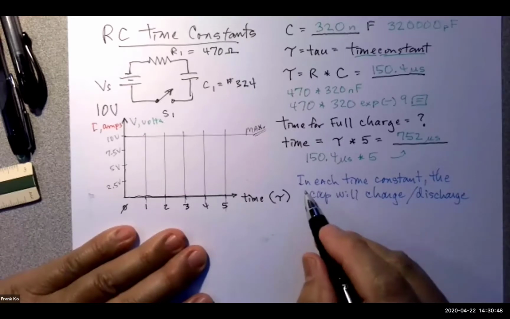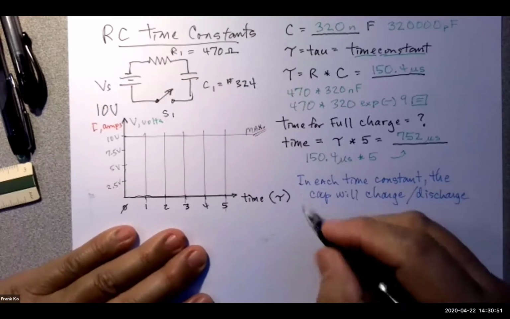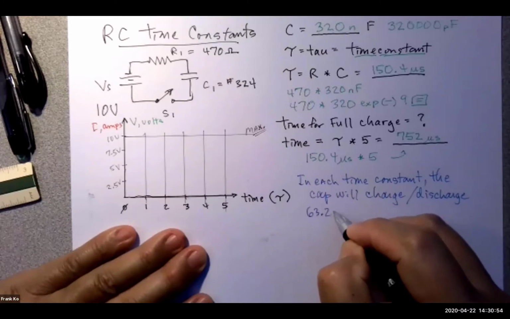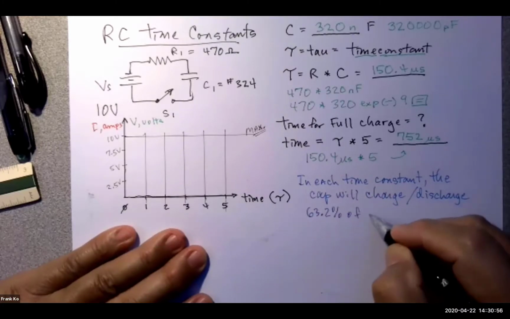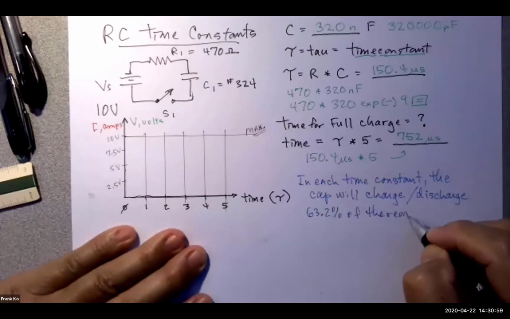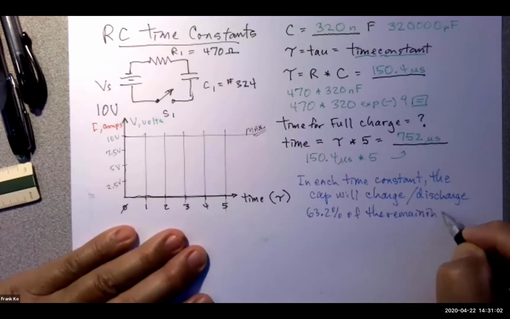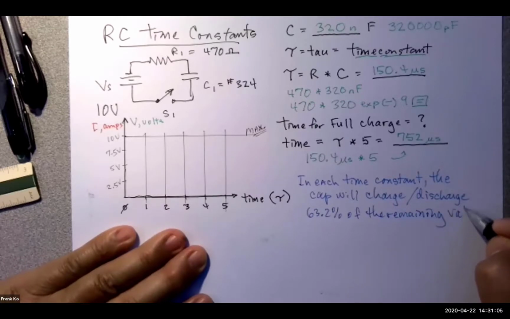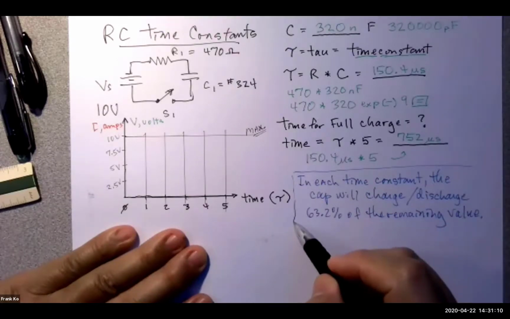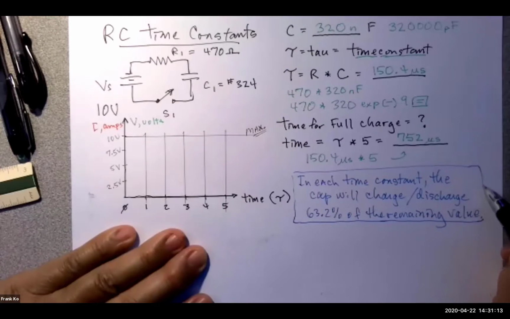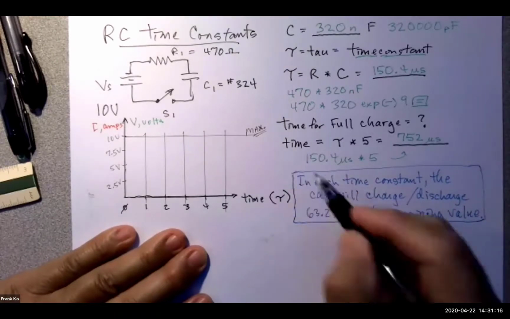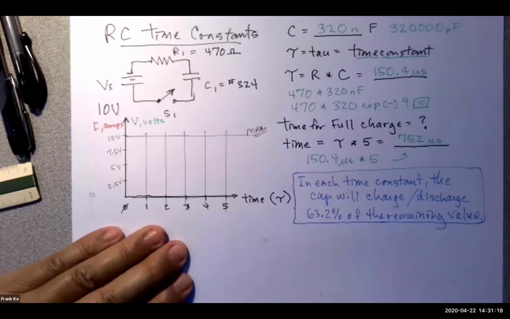Thank you. So in each time constant, the cap will discharge 63.2% of the remaining value. That is a very important characteristic of logarithms and how this all behaves. And we won't get into a discussion of how the logarithm is derived and how the exponential curve comes about. Just accept that this is a simpler way of determining what these numbers are going to be.